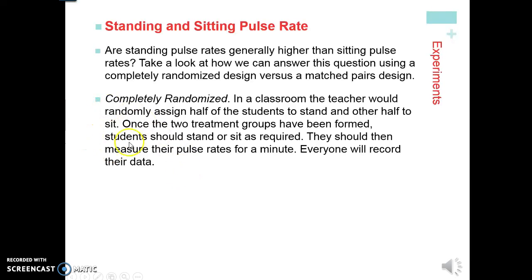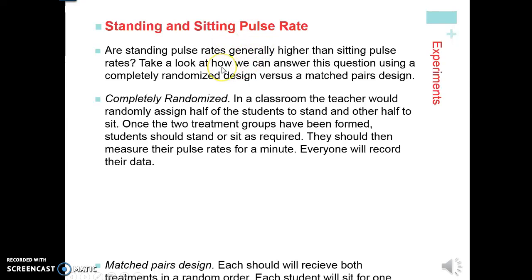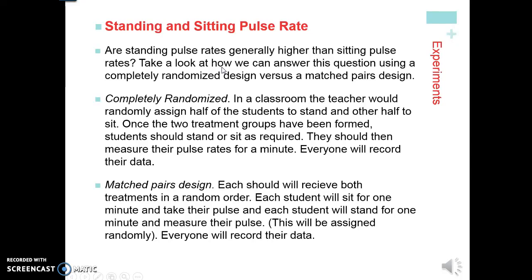So remember, completely randomized is basically you're just starting out with one big group and then you're randomly assigning those groups to the treatments. So in a classroom, the teacher would randomly assign half of the students to stand and the other half to sit. Once the two treatment groups have been formed, students should stand or sit as required. Then they'll measure their pulse rates for a minute. Everyone will record their data. So completely randomized because I have one big classroom. I'm randomly assigning half the students to sit and half the students to stand up. All right, then they're recording their pulse rates, and we're going to compare them to see if pulse rates are higher when you're sitting down versus standing up.